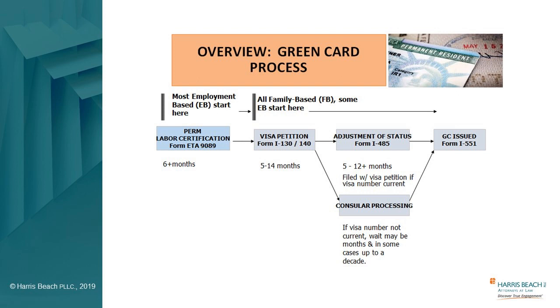So this slide here gives a very high-level overview of the steps involved in a traditional green card process. Now, there's going to be some variation on this depending on a few factors, sometimes depending on the individual's background, sometimes depending on where the individual is located. So if you look on the left side here, we say most employment-based cases start here. So for a green card, it can really either be employment-based, where an employer is sponsoring an employee for permanent residency based on a job offer, or it can be family-based, where you have a U.S.